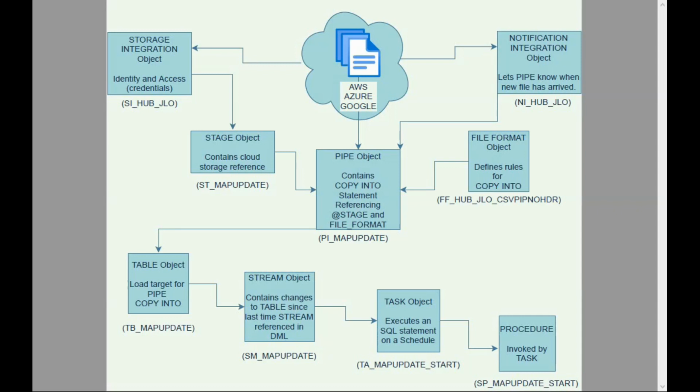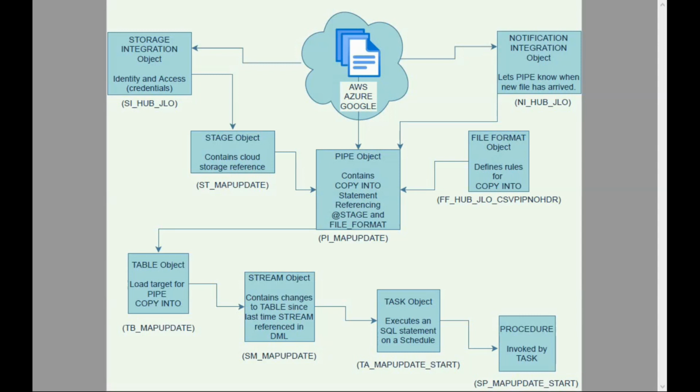In a few minutes, we'll be looking at the scripts used to create each of these objects, but let's first define what they are and what they're used for. The PI map update pipe object sits between external cloud storage and internal Snowflake storage.